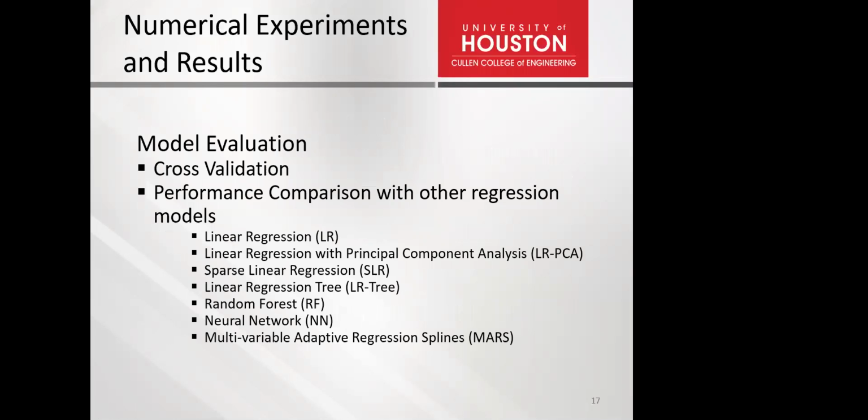We selected a few regression models that are commonly used in the literature, essentially the linear regression model with principal component analysis, sparse linear regression tree, the random forest model, the neural network model, and the multivariate adaptive regression splines model.